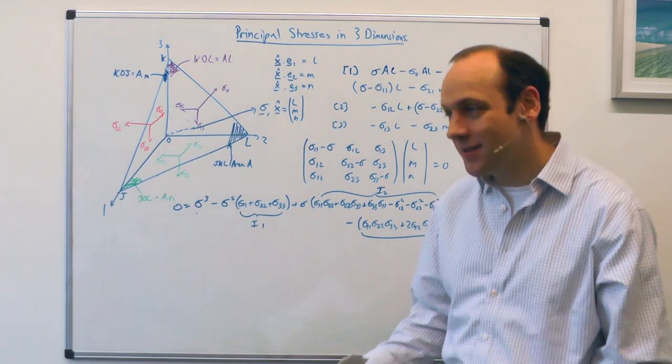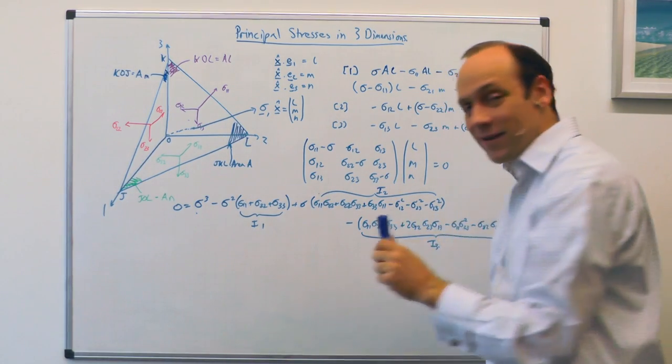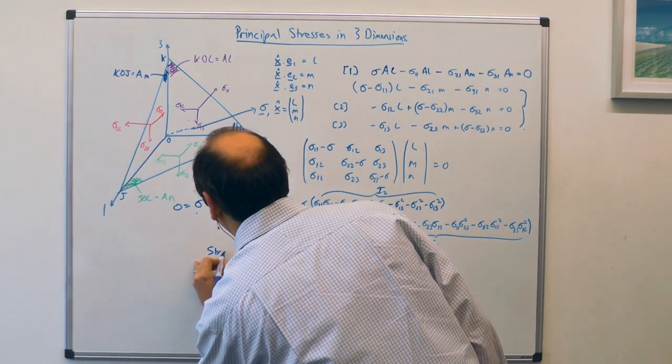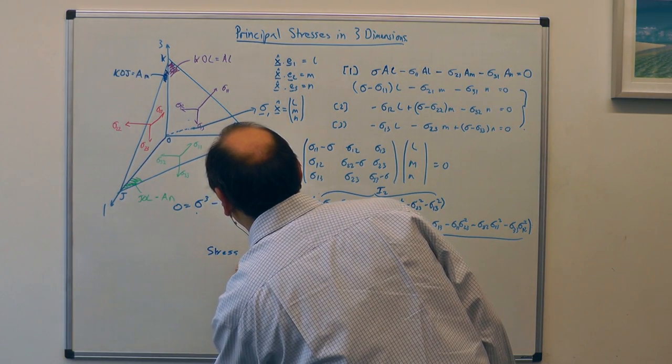Because they're properties of the stress state, they're invariant to rotation. It doesn't matter what the axes are. So these are invariants, so-called. These are called stress invariants.